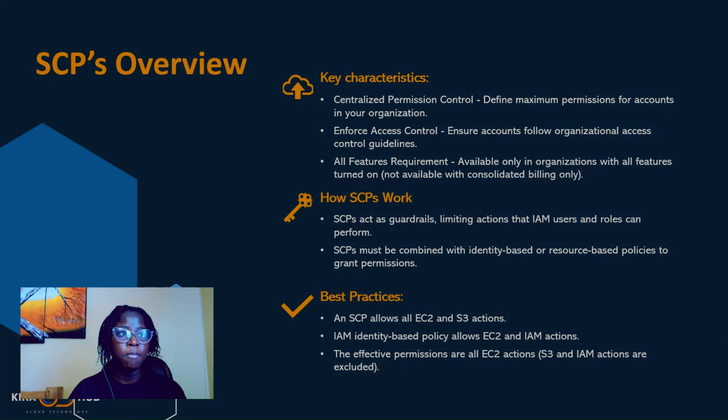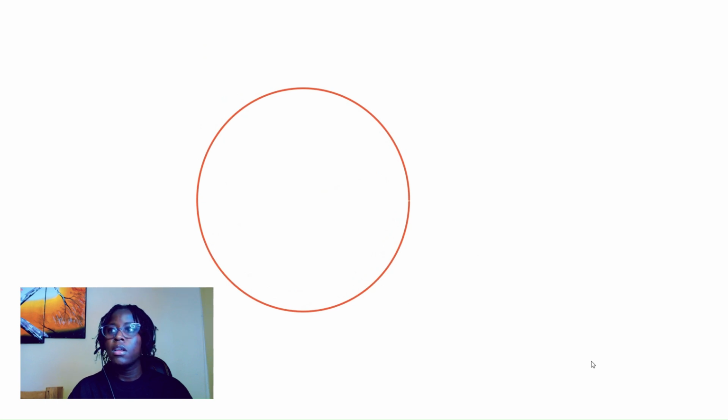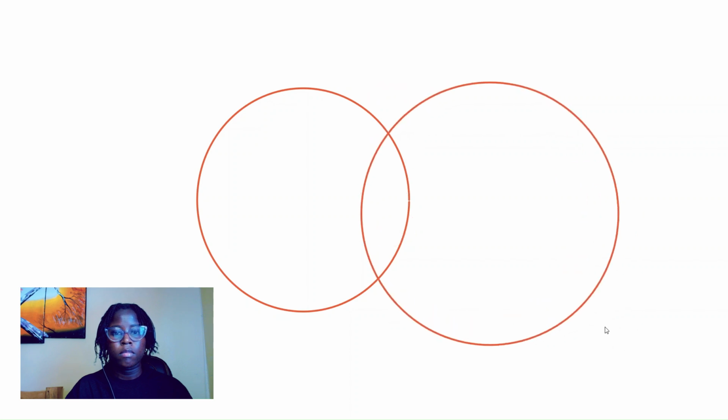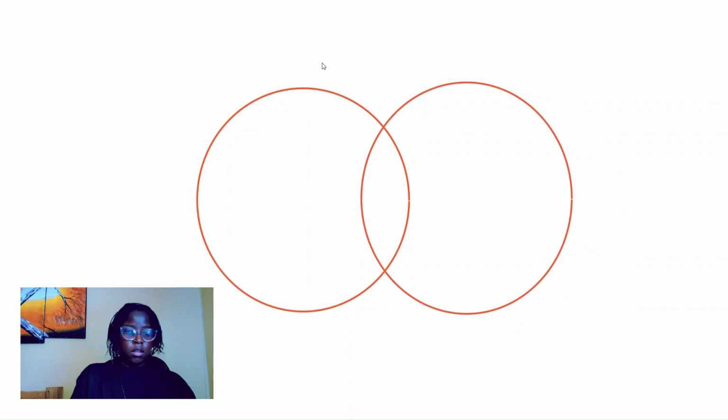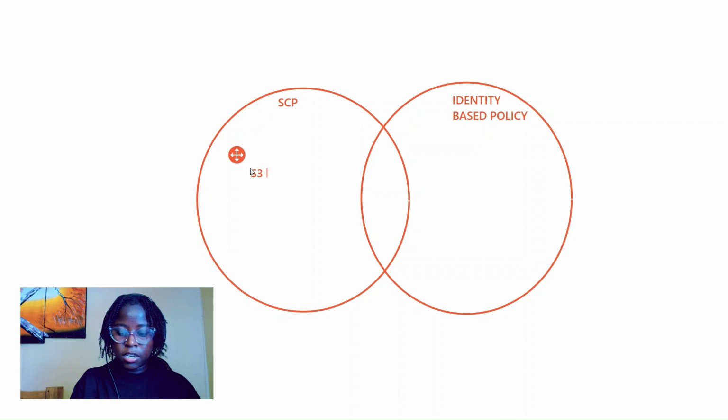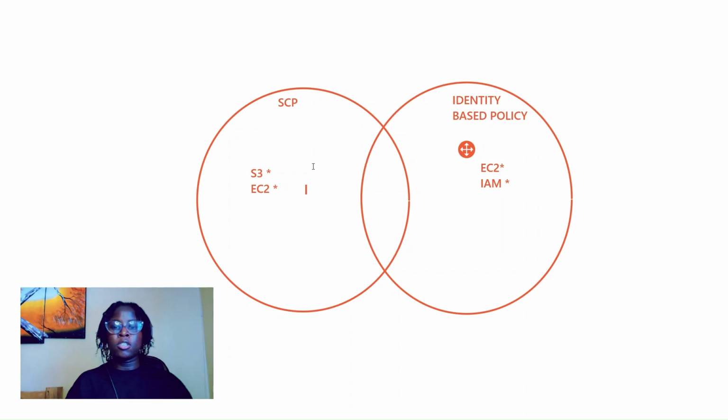I think a whiteboard will help over here. So let's put that up. So this is a service control policy for an organization. And then we have the identity-based policy. And in our example, we were saying that the service control policy allows S3 full access and EC2 full access. And then we have the identity-based policy that allows EC2 full access and IAM full access. So what is the set of permissions that will be allowed here?